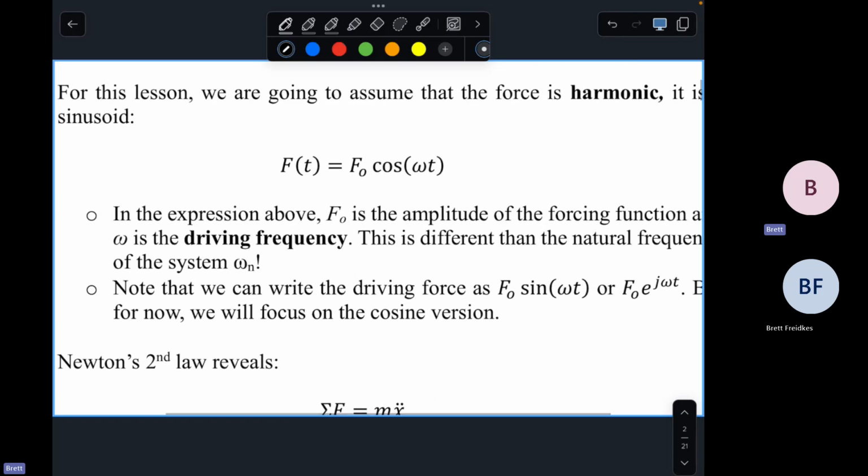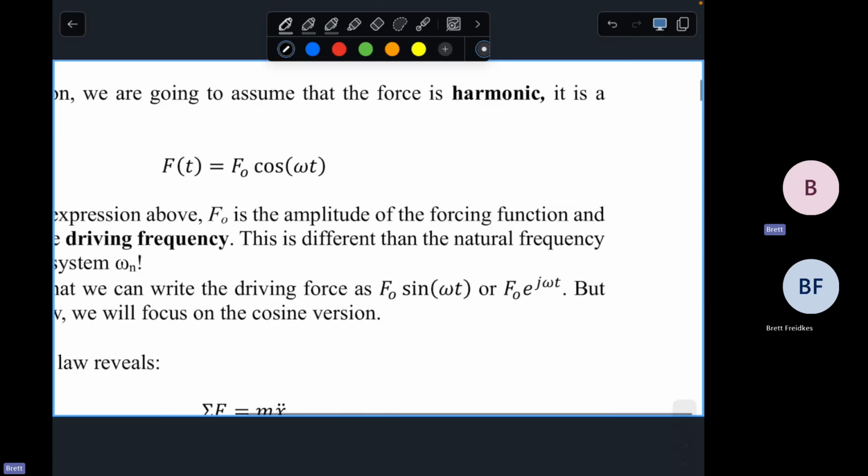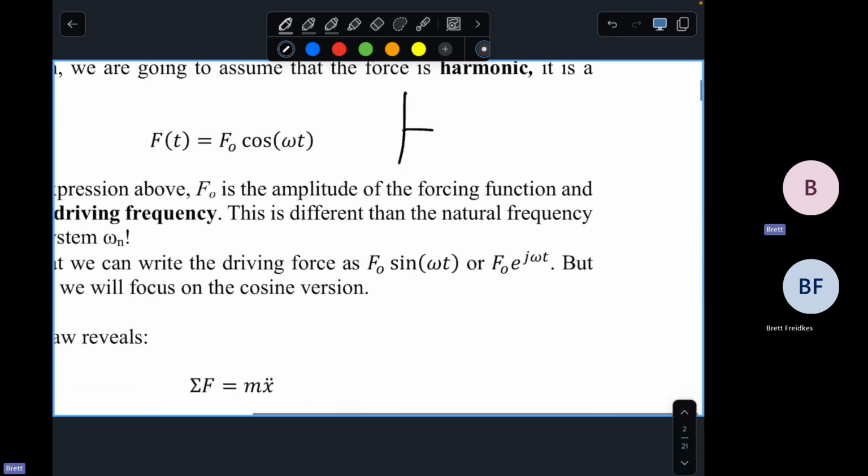So we first started talking about what happens when a force is harmonic, meaning it's sinusoidal in nature. It's oscillatory. It could be cosine or sine, but it oscillates. So basically this force as a function of time might look something like this. Or if it's cosine, it might look something like this. All that changes is really a phase difference between the two inputs.